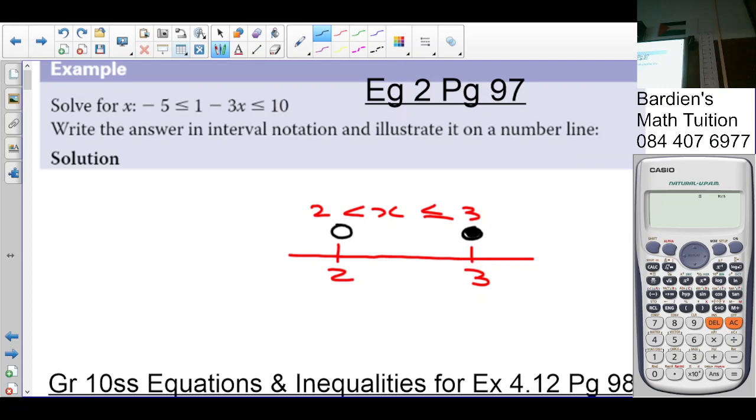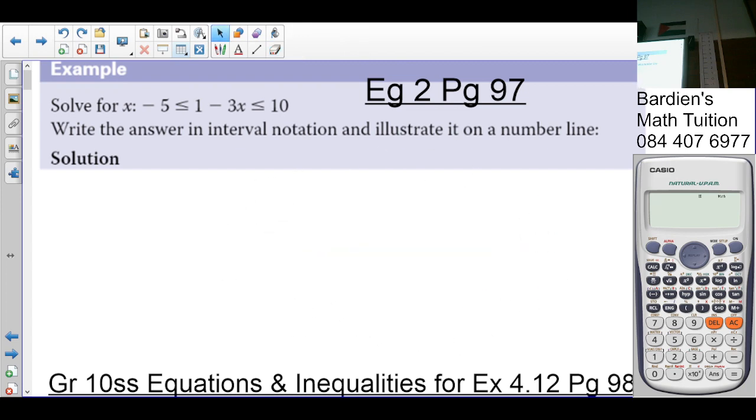So read the inequality. X is greater than 2. So left or right? Right. It's going that direction. But x is less than or equal to 3. The left. And there we go. You guys understand? Now coming back to the example. So this is a 2-in-1 here.